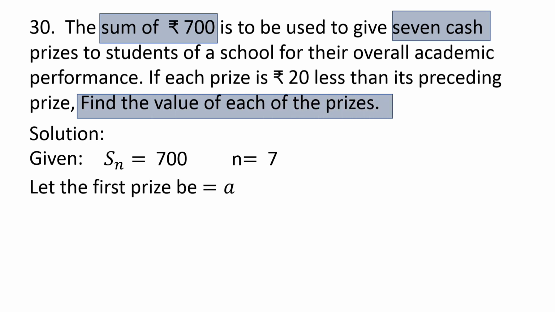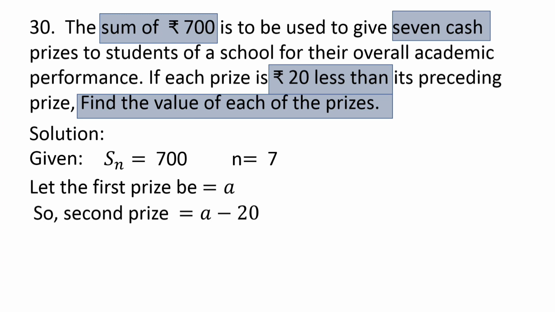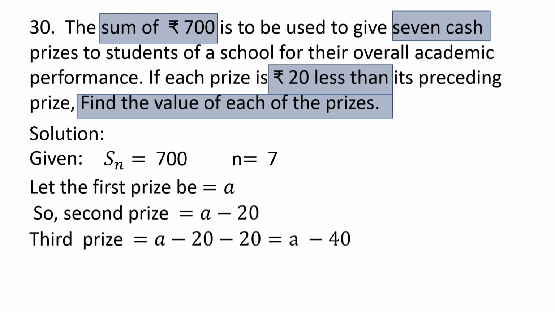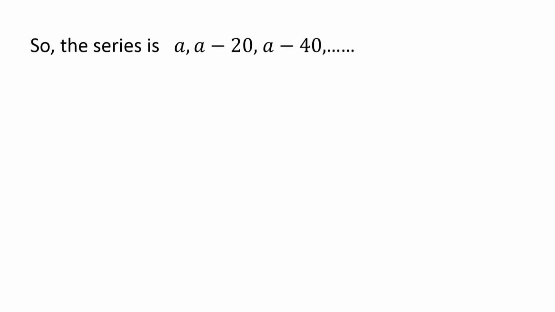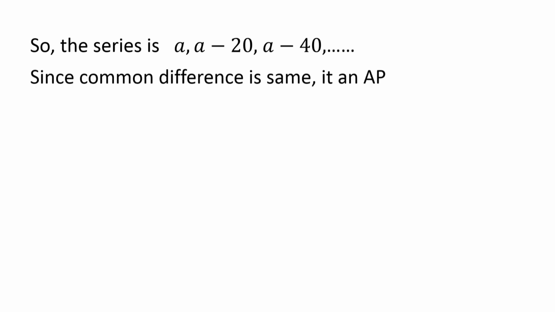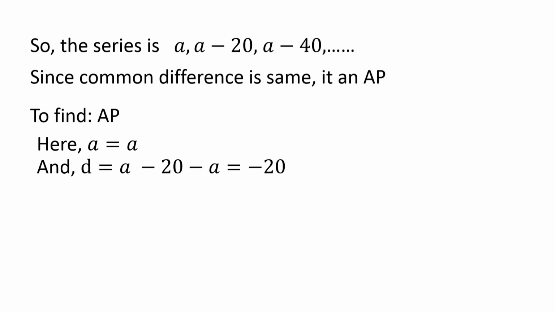Let the first prize be a. Then the next prize is 20 less than a, so the second prize is a minus 20. The third prize is a minus 20 minus 20, that is a minus 40, and so on. So the series is a, a minus 20, a minus 40. Since the common difference is the same, it is an AP. Here first term is a, d is a minus 20 minus a, that is minus 20.